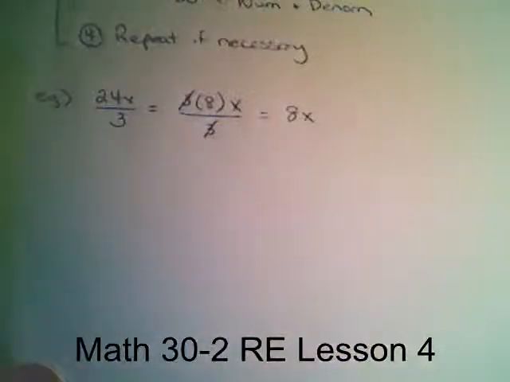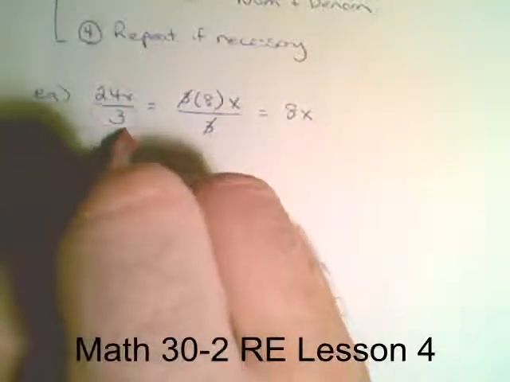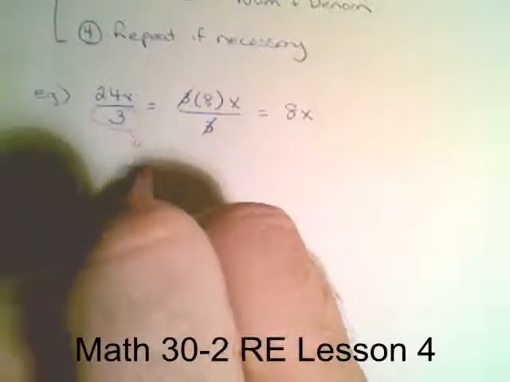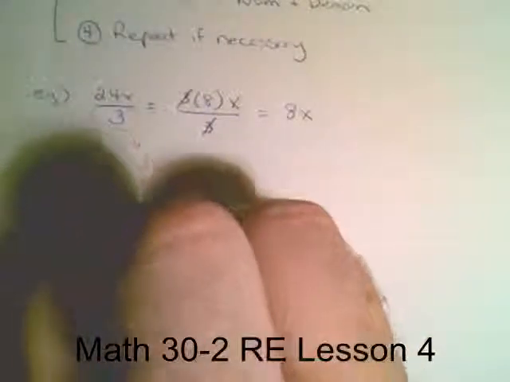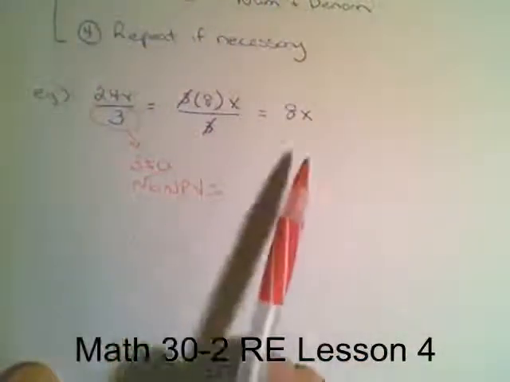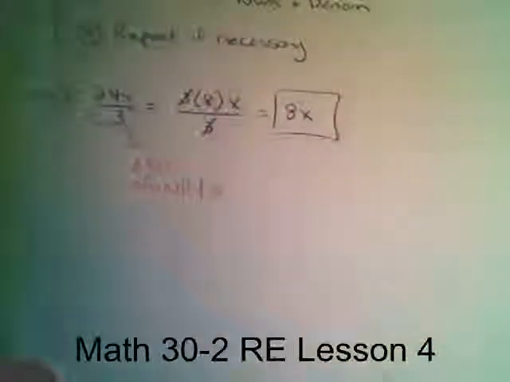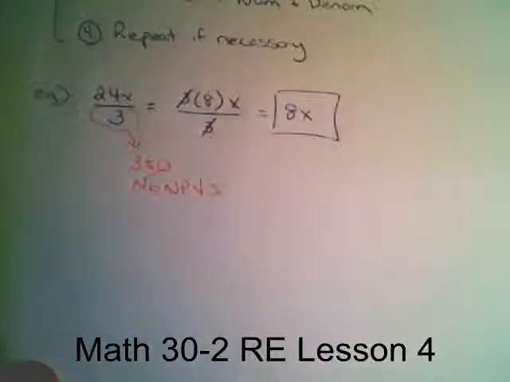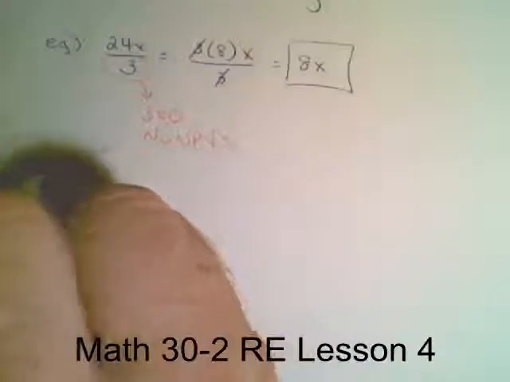The other thing you always need to look at is the non-permissible values from the original. In this particular case, you look at this denominator here, and what it says is 3 cannot equal 0, which is good because 3 doesn't equal 0. So there's no NPVs, because it didn't depend on x. So we're done. There's no non-permissible values. It's simplified to 8x. That's what it reduced to. Just like when you're reducing fractions, it's 8x over 1 if you need to do that.